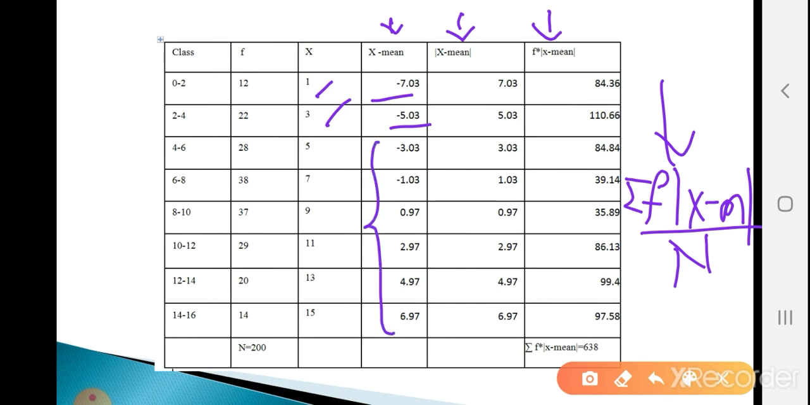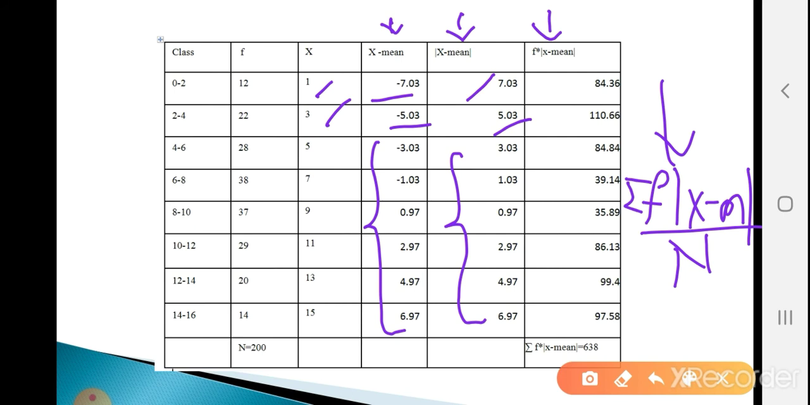Similarly calculate the remaining ones. Now the next column is mod of x minus mean, that is the absolute value of x minus mean. What is the absolute value of minus 7.03? The value is 7.03. Then minus 5.03, the absolute value is 5.03. Similarly calculate the remaining ones. Now the last column is f into mod of x minus mean.